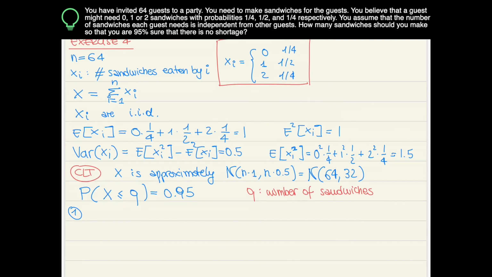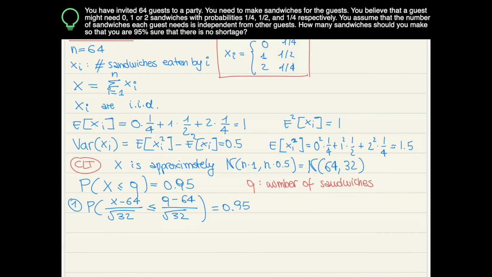Okay, so with the tables, first we have to standardize this probability. So this will be equal to the probability for x minus 64 over the square root of 32 to be lower or equal than q minus 64 over the square root of 32, and this has to be equal to 0.95. So I need to find the q such that the probability that a standard normal distribution is lower or equal than q minus 64 over the square root of 32 is equal to 0.95.